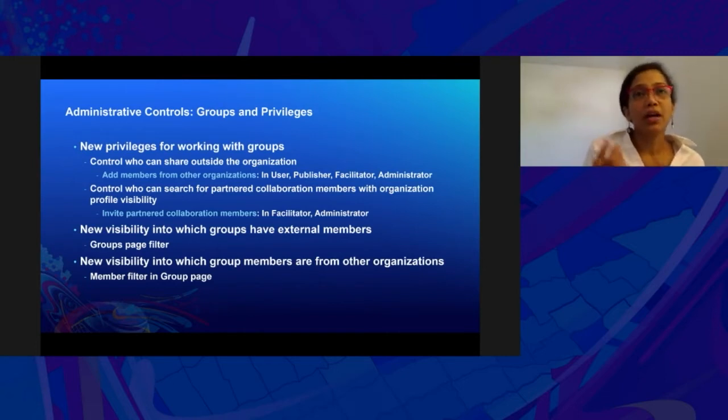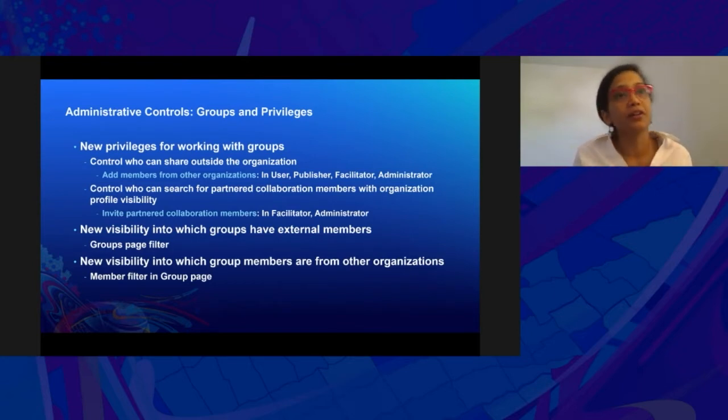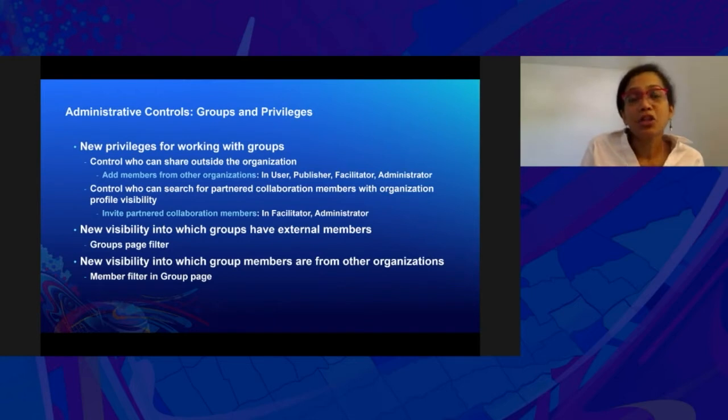And you have another new privilege that helps administrators control who can search for partner collaboration members with organization profile visibility. So if a partner collaboration member is only visible to their organization and that organization is letting you look at those members, then on your side you have control over who you're going to give access to this ability to search. And that privilege is called invite partner collaboration members, and it's in the facilitator and administrator default roles.